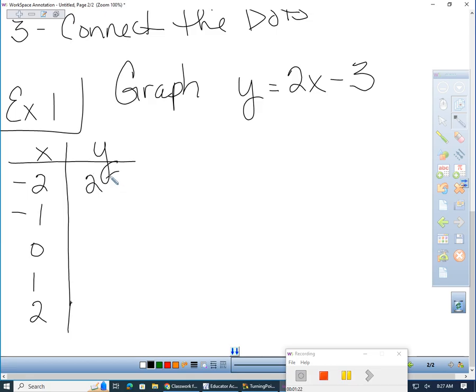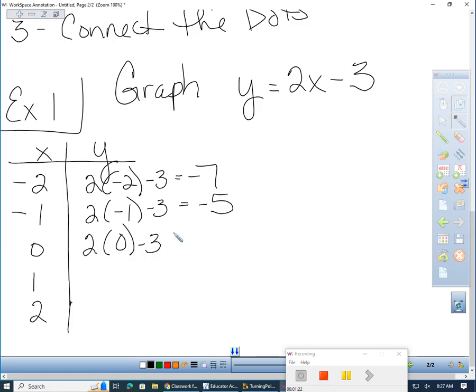So we have 2 times -2 minus 3. 2 times -2 is -4, minus 3 is -7. Then I plug -1 in for x. 2 times -1 minus 3. 2 times -1 is -2, minus 3 is -5. Then I have 2 times 0 minus 3. 2 times 0 is 0, minus 3 is -3.